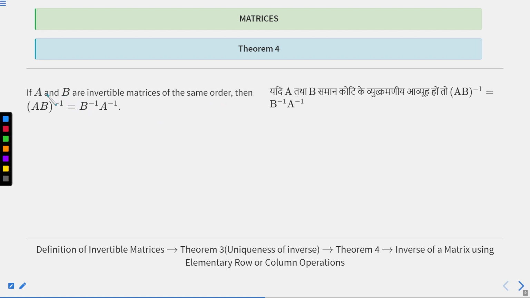Now theorem 4 says, if A and B are invertible matrices, this means what? That the inverse of A exists and the inverse of B also exists, of the same order, then the inverse of the product AB is equal to this thing. Clear? So we have to prove that (AB) whole inverse is the same as this thing. Let us see the proof.